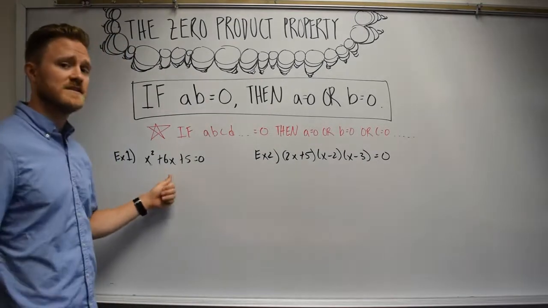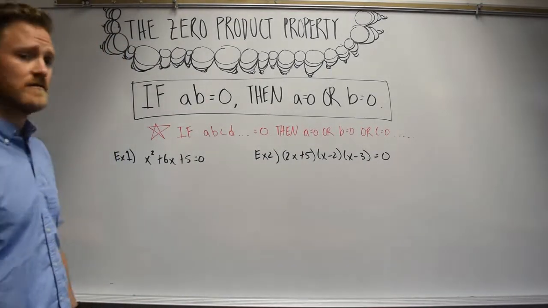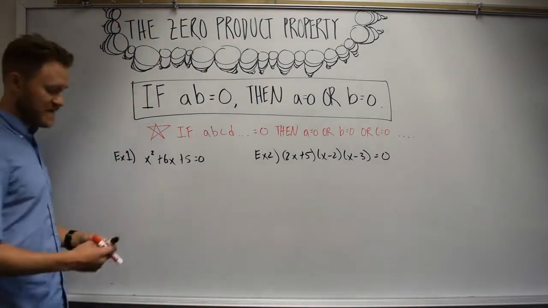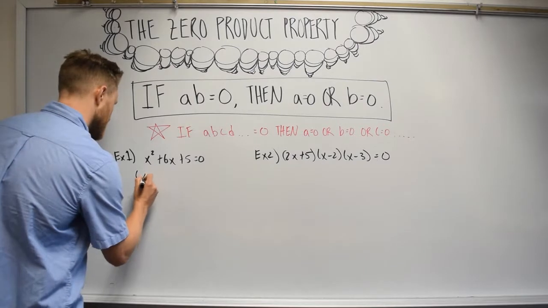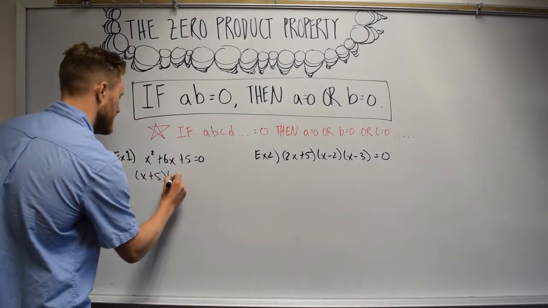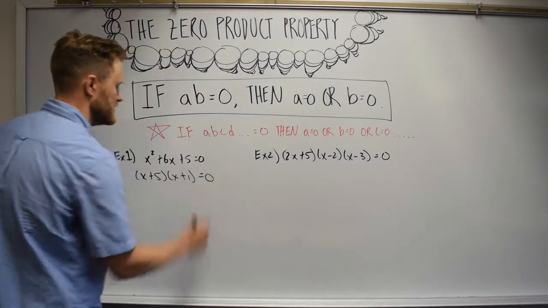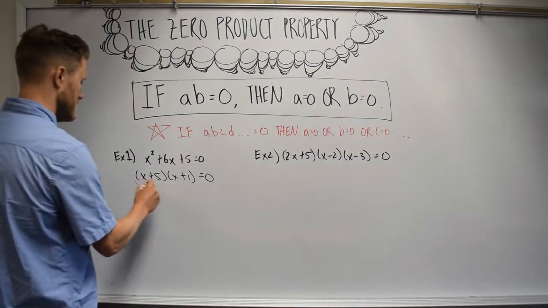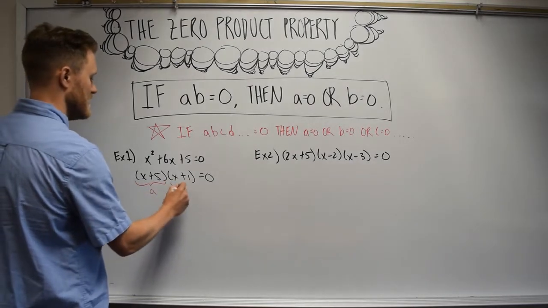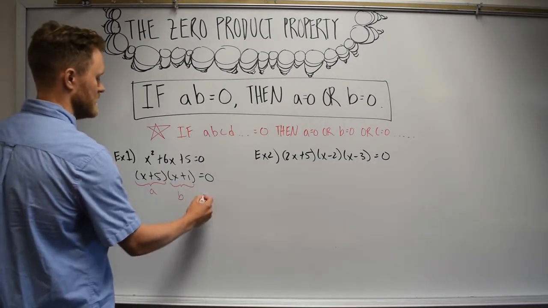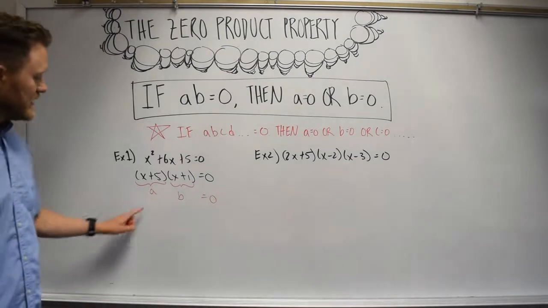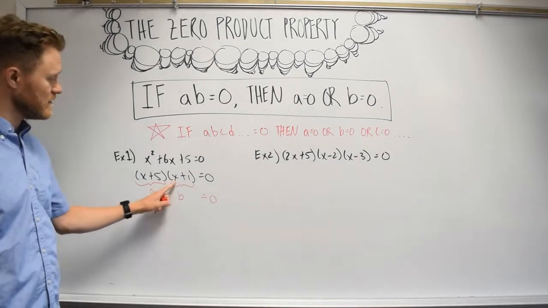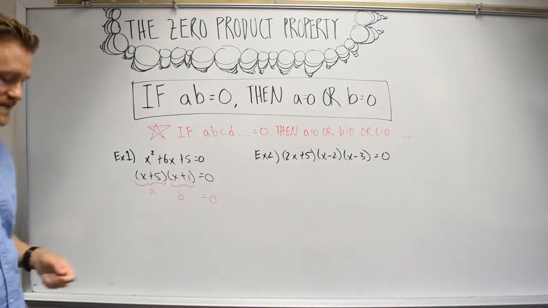I'm going to start with this one because this one pertains to what we'll be doing when we solve quadratics. This one pertains more to polynomials. We're going to learn that this factors to x plus 5 and x plus 1 equals 0. So if I use the zero product property on it, I can think of this as A and this as B equal to 0. So that means either this binomial here has to be equal to 0, or this binomial here has to be equal to 0.